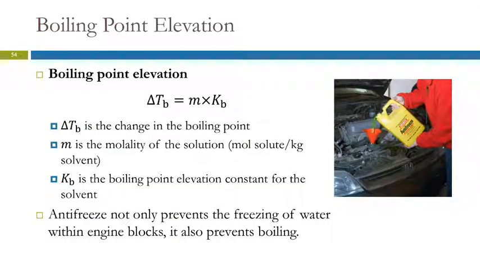Boiling point elevation, same formula, just swap out F's for B's. So the change in the boiling point is the molality times the boiling point elevation constant. The reason we put antifreeze in the radiator of our cars instead of just water is that the antifreeze contains ethylene glycol or some similar substance that is non-volatile, and that causes the freezing point to be lower and the boiling point to be higher.